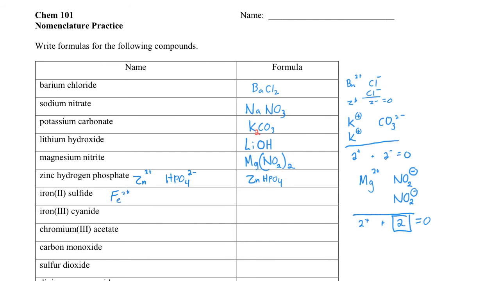Iron 2 sulfide, that is iron with a +2 charge, and a sulfide. Sulfide is a 2 negative, so the formula would just be 1 of each of these. Iron 3 cyanide is iron with a 3 plus charge, and cyanide is CN with a -1 charge, so we need 3 cyanides for every 1 iron. So we would put those in parentheses, CN with a subscript 3.